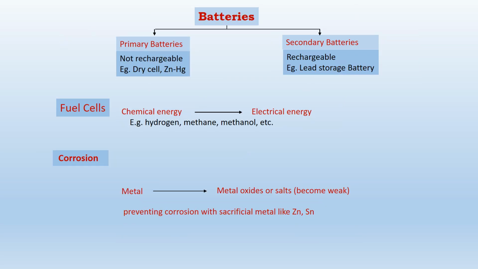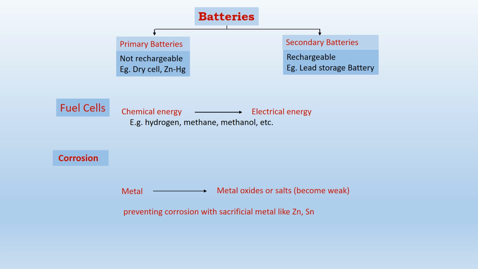Batteries. Batteries are primary batteries and secondary batteries. Primary batteries are not rechargeable, secondary batteries are rechargeable. Examples are the dry cell battery and zinc amalgam batteries, which are primary batteries, and the lead storage battery, which is a secondary battery. Coming to fuel cells, they convert chemical energy into electrical energy. Examples: hydrogen is a fuel, methane is a fuel, methanol is also a fuel.